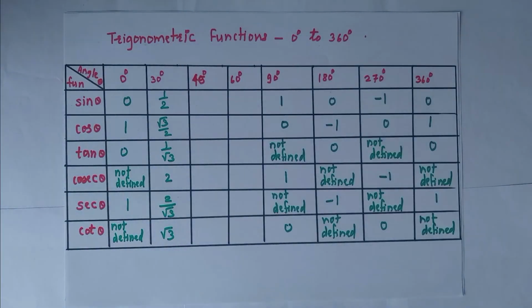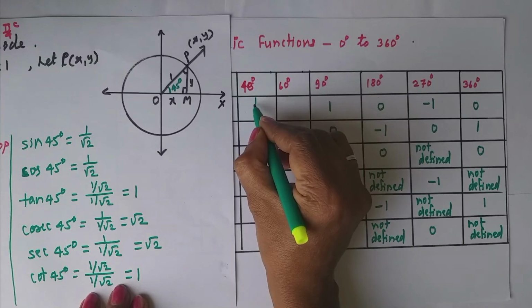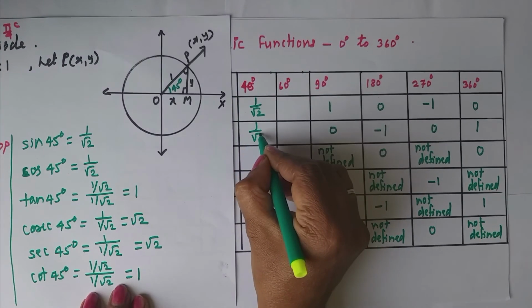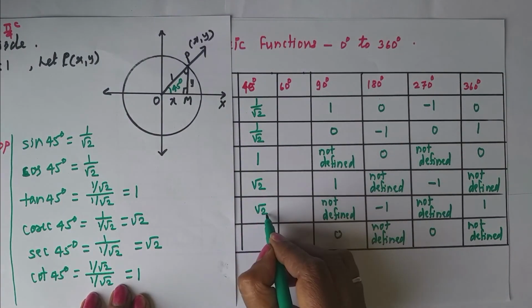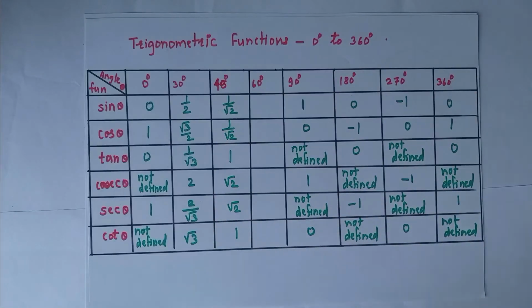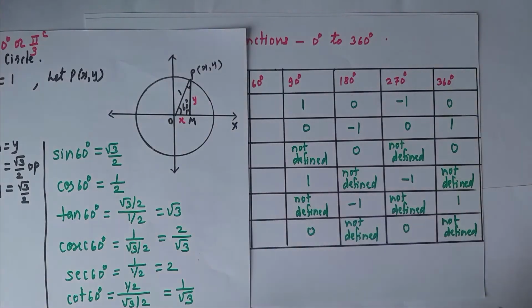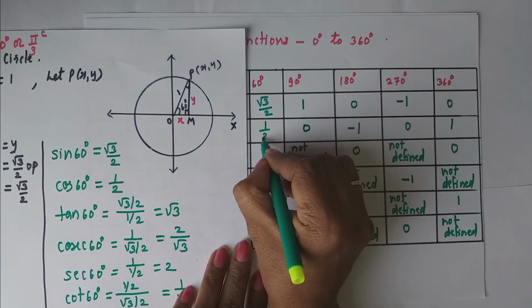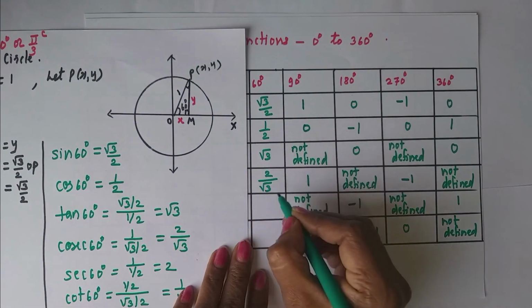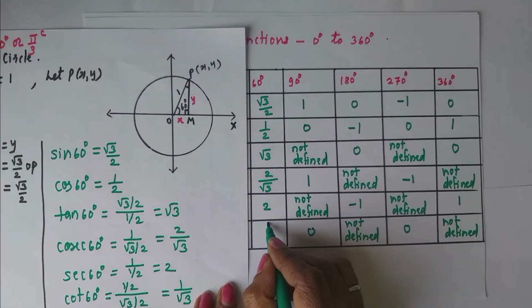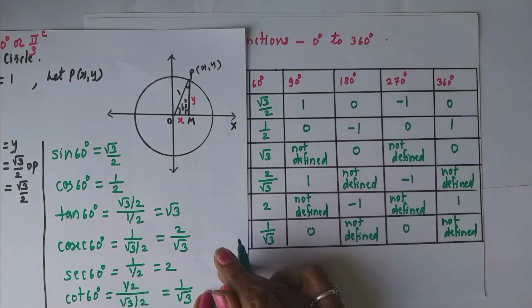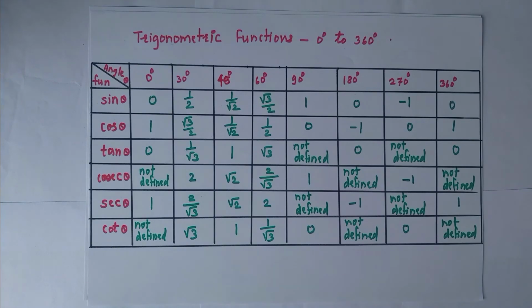Okay. Then we will keep the values of 45 degree, 1 by root 2, 1 by root 2, then 1, root 2, root 2, 1. Okay. Then we will keep the values of 60 degree, root 3 by 2, half, root 3, 2 by root 3, then 2, and this is 1 by root 3. In this way, we have got the values of all 6 trigonometric functions from 0 to 360 degree.